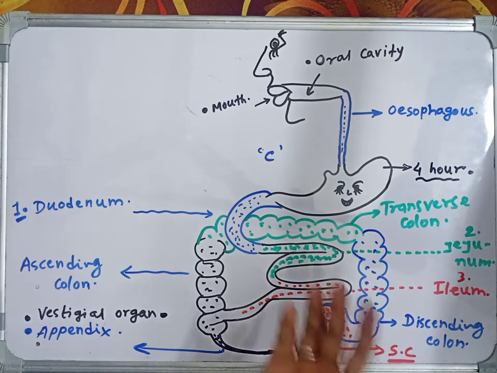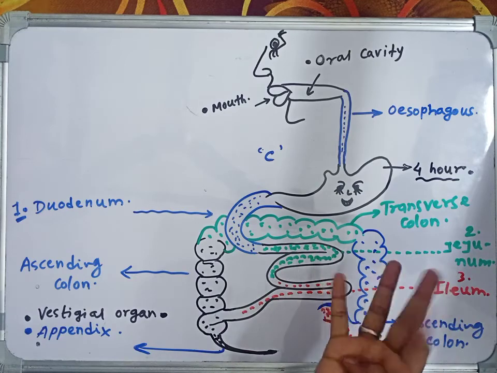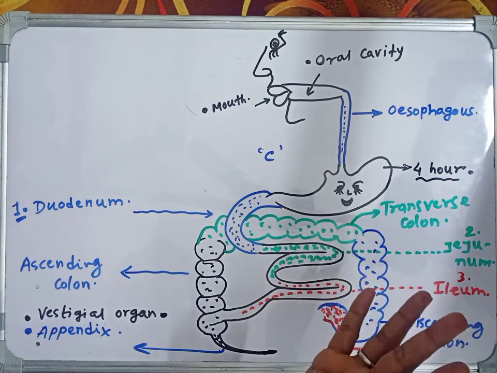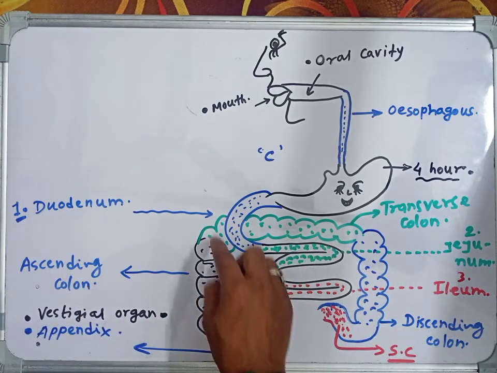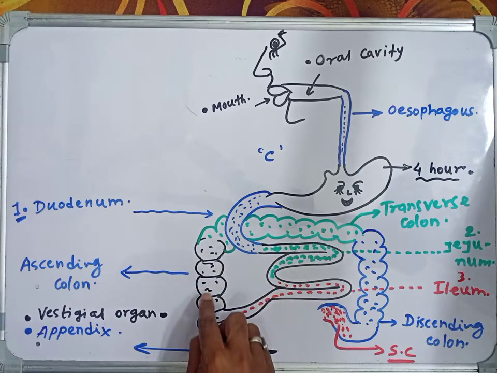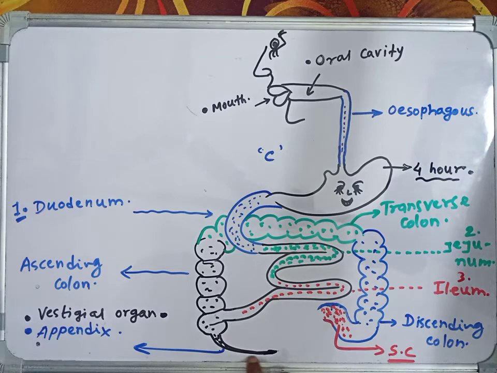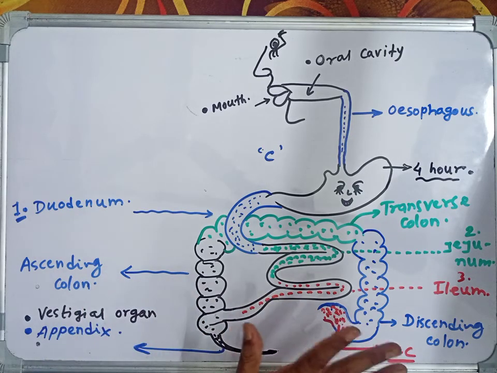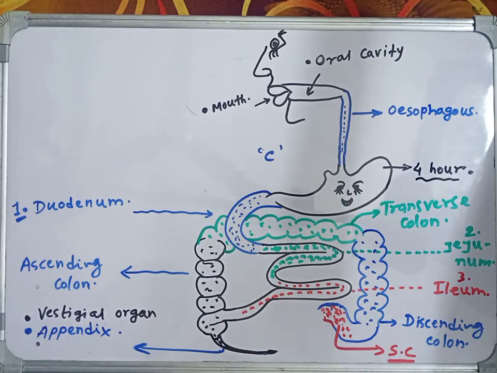That means what? Our large intestine has how many parts, my dear student? It has 4 parts. That is the ascending colon. This downward part is the ascending colon, and below this ascending colon there is a worm-like structure, and this worm-like structure is called the appendix. And this appendix acts as a vestigial organ in humans, because it is no longer functional in the human body, right? That's why it is called a vestigial organ.